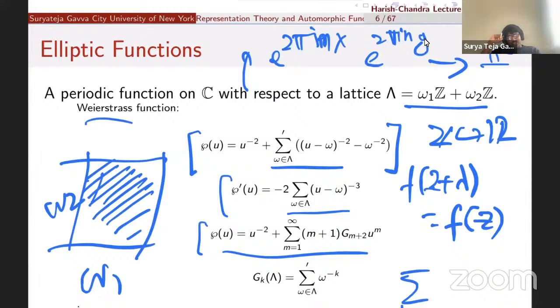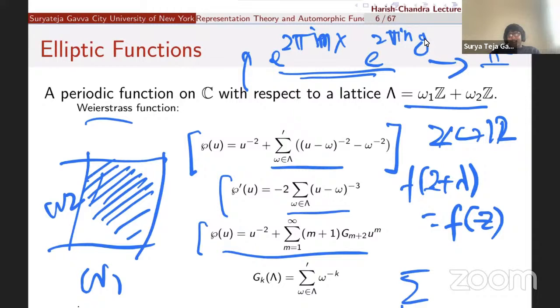But here, these are just periodic functions. They are not eigenfunctions as such. They don't have just one Fourier coefficient. They have a lot of Fourier coefficients. But they are automorphic with respect to a lattice in R2. It's just that they don't have these differential equation conditions.